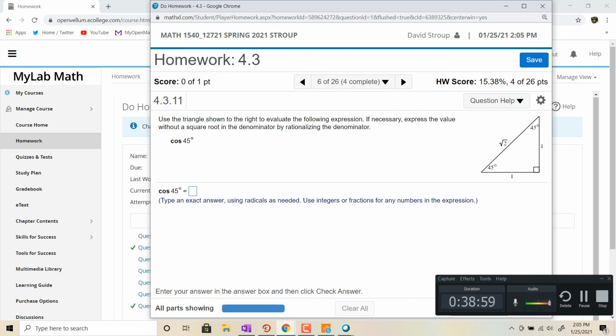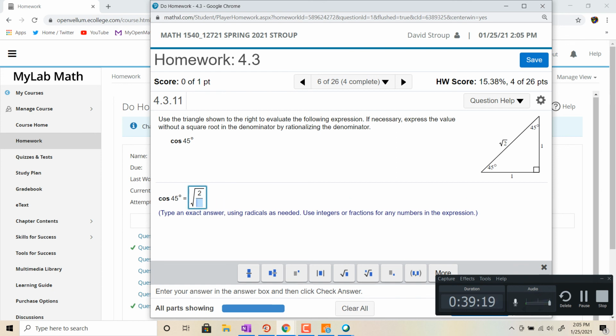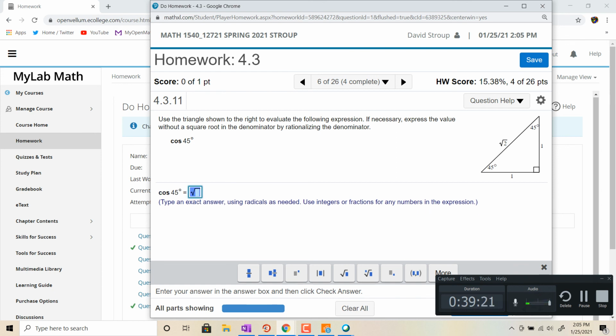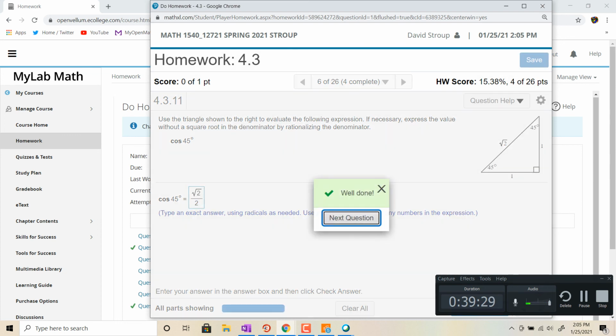Cosine of 45 is root 2 over 2. You should already know that by heart. You shouldn't have to use the triangle. Sqrt. Well, you do sqrt. Oh, you got to do backslash. So some of the codes, the shortcuts: backslash sqrt will give you square roots. Well, it didn't. Sometimes it's easier just to use the buttons, I guess. Square root 2 over 2, okay.